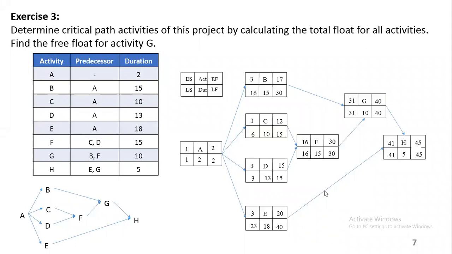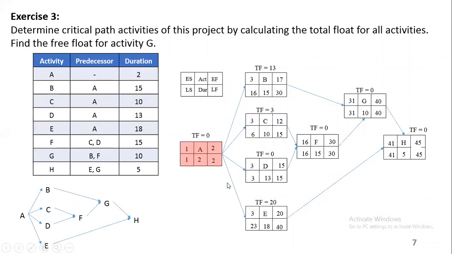Okay, now let's start with the total float. What is our formula for total float? Activity C is 3, E is 0, then 20, then 0. Activity F is 0, G is 0, and H is 0.